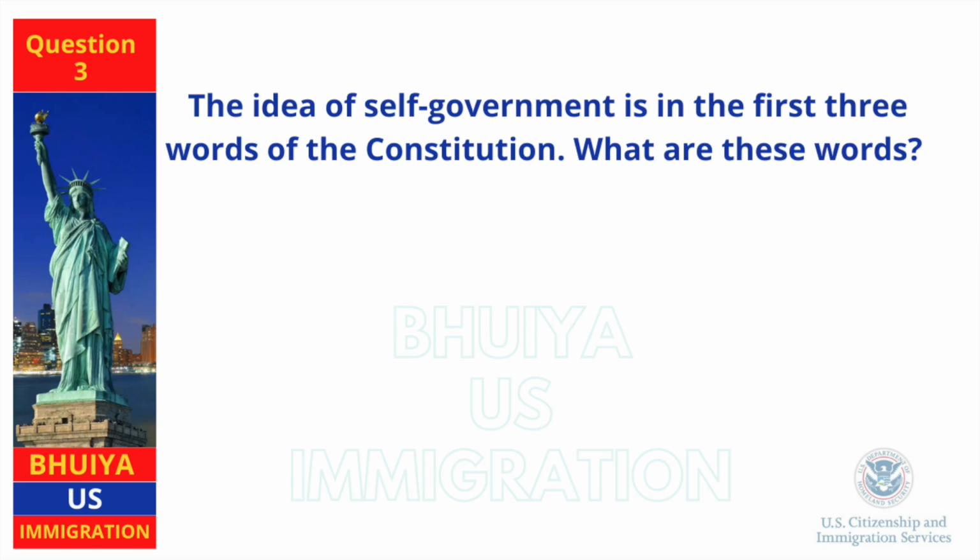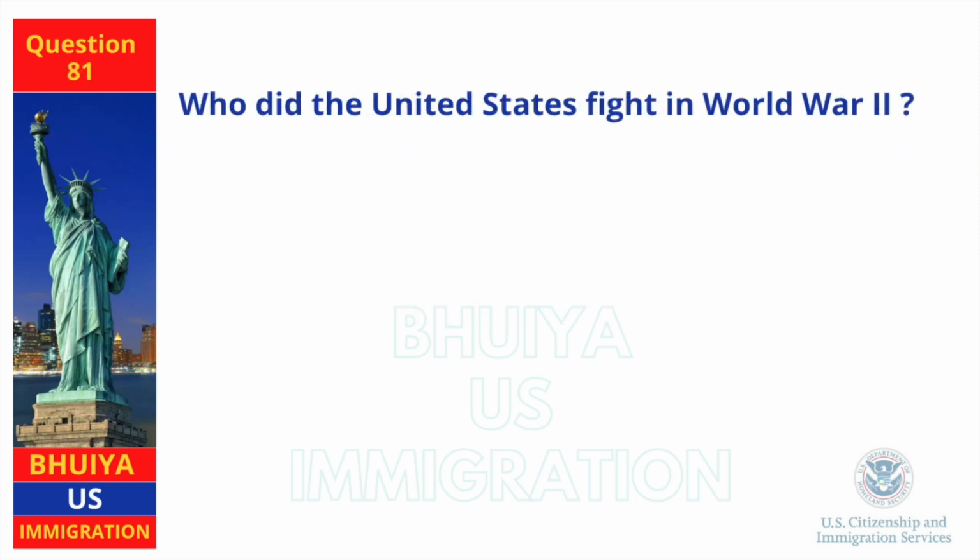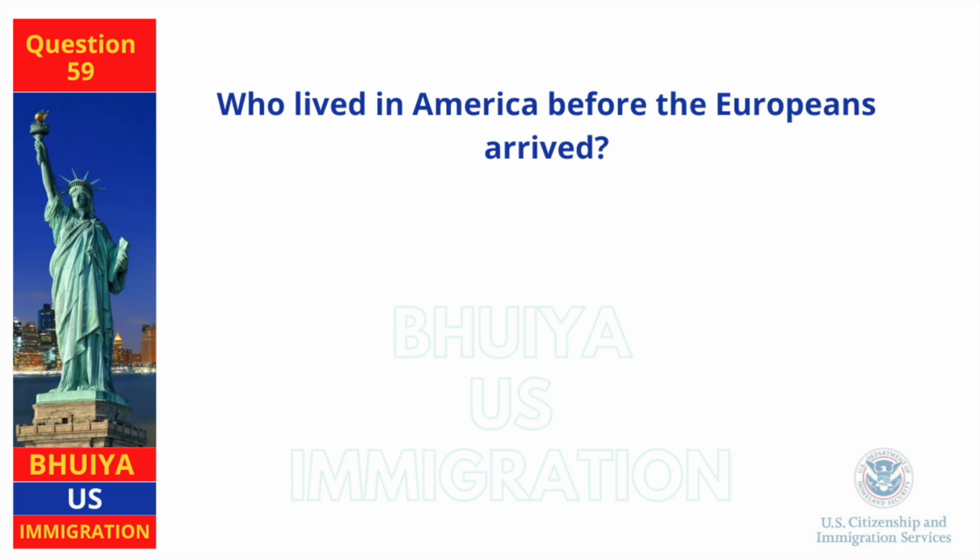The idea of self-government is in the first three words of the Constitution. What are these words? We the people. Who did the United States fight in World War II? Japan, Germany, and Italy. Who lived in America before the Europeans arrived? American Indians.